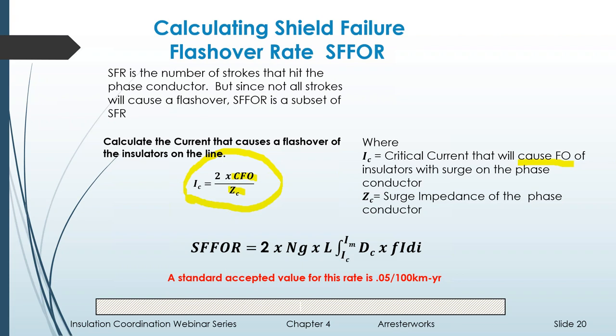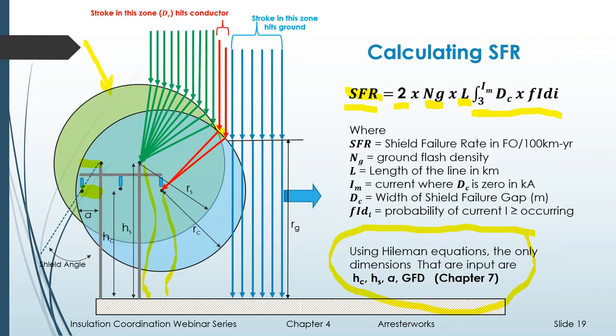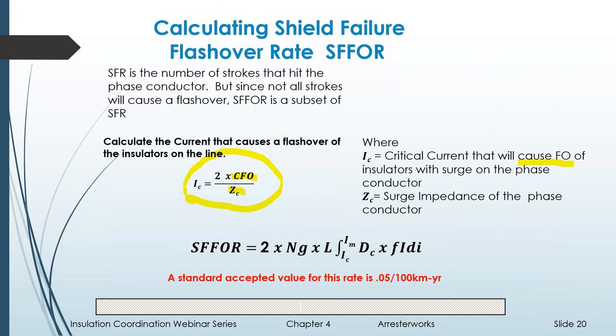So instead of integrating it from 3 kA as we did in the last slide, I'll go back here, this is an integral of 3 kA to Imax, and then if Imax is 15, that would be an integral of 3 to 15. For the ones that actually cause a flashover, you don't need to go down to 3 kA, you go down to the critical current level, because there's no reason counting if it doesn't flash it over. So the shield flashover failure rate, SFFOR, what is the flashover rate when you have a shield failure, now becomes a little bit smaller.